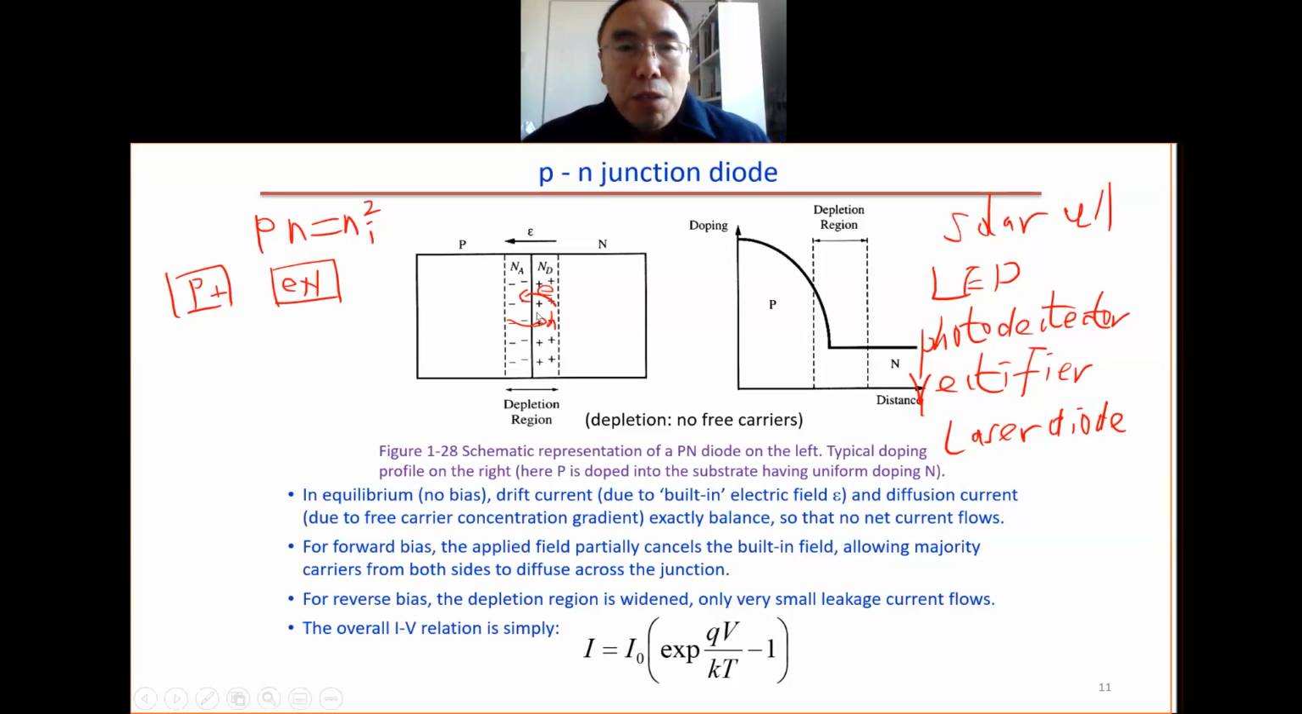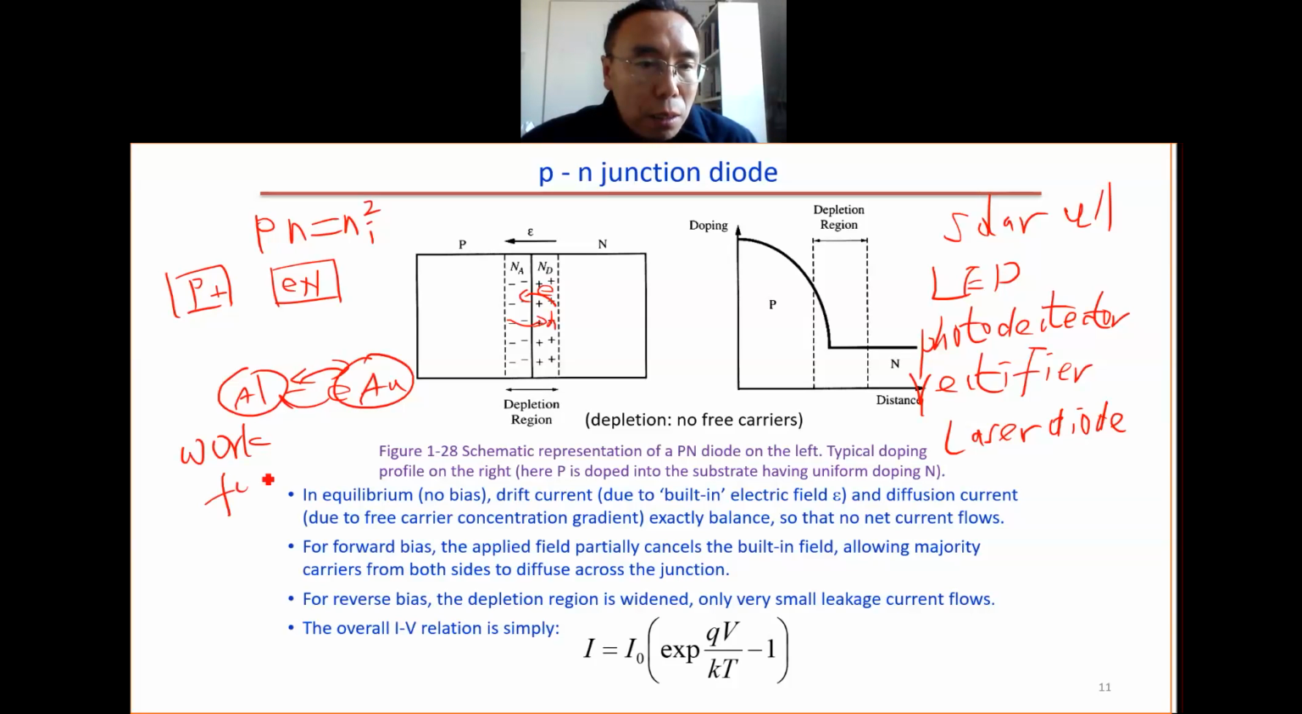Actually, when you bring two materials together, there is always such a kind of charge transfer. For example, if you have a piece of aluminum and a piece of gold and you put them together, there will also be some charge transfer. Electrons from the aluminum will move to the gold if they have different work functions. If two materials have different work functions, then when you bring them together, there will be charge transfer. Here is the same thing. The work function, or Fermi level, of the P and N will not be the same. Then when you bring them together, there will be charge transfer to form this so-called depletion region.